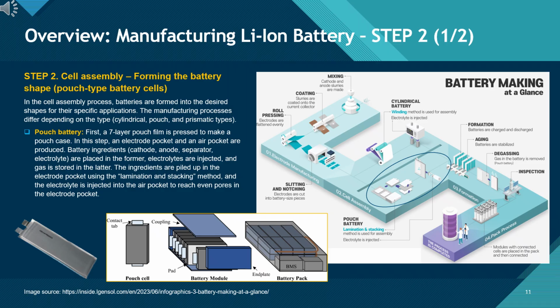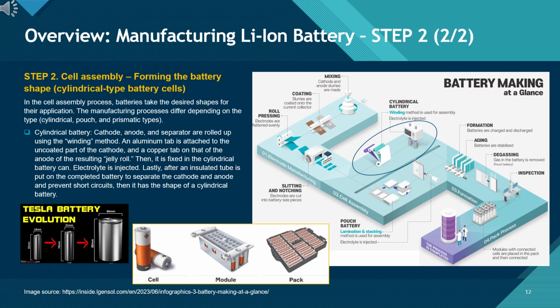A multi-layer pouch film is shaped to form pockets that will hold the electrode stack and the electrolyte. Inside this pouch, the cathode, anode, and separator layers are stacked through a lamination and stacking method. After stacking, electrolyte is injected so it can fully penetrate the porous structure of the electrodes. The result is a sealed pouch cell that will progress to formation and aging. The images help visualize how a pouch cell becomes part of a module and ultimately a pack.